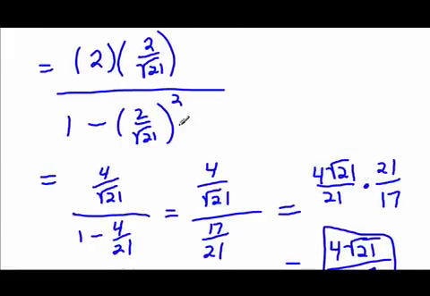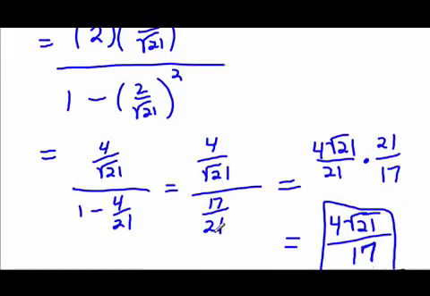And down below, let's see what happens. We'll square this fraction first. Means we square the top, we square the bottom. That gives us 4 over 21. We then need to get a common denominator, so 1 is 21 over 21. 21 over 21 minus 4 over 21 gives us 17 over 21. So at that point we have 4 over root 21 over 17 over 21.